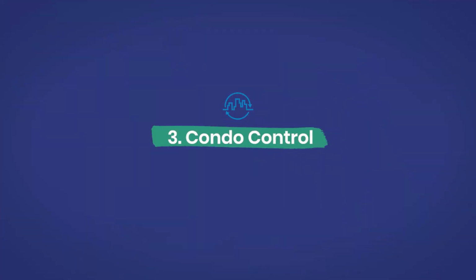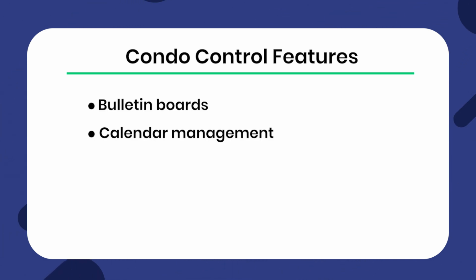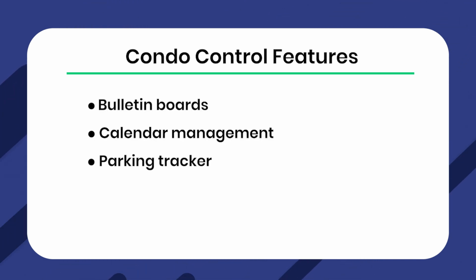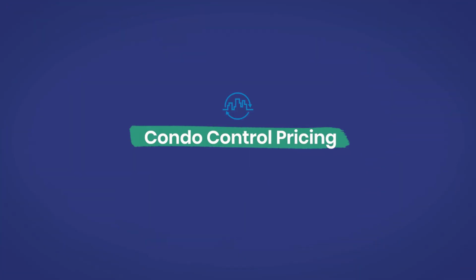Number 3, Condo Control. Condo Control is an option for those looking for something built specifically for condos. Condo Control features bulletin boards, calendar management, parking tracker, and online rent payments. Condo Control Pricing. Condo Control has named pricing tiers online, though it doesn't actually list its pricing. However, you'll need to contact them directly to find out more about their pricing.